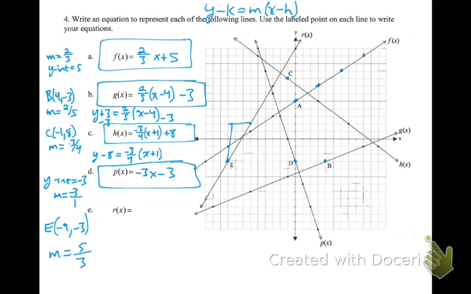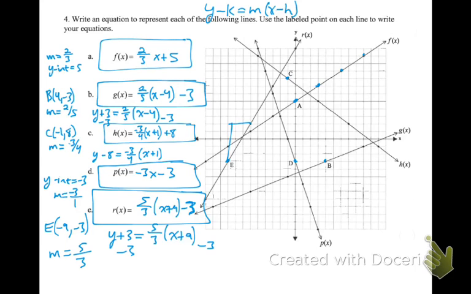Up 5 over 3. So if I write that using the point slope form, it would be y plus 3 is equal to 5/3 parentheses x plus 9. To get in function notation, I got to subtract the 3 from both sides. So I have 5/3 x plus 9 in parentheses minus 3. Okay. Pause the video, write down anything you need to before starting to work on your assignment.